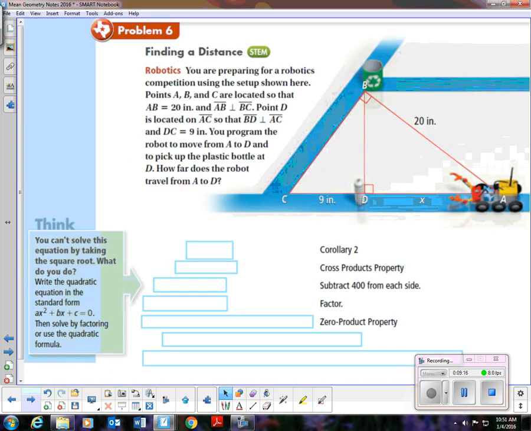All right, so here's a nice word problem. So pause the video, read through this problem, and then we'll talk about going through it.